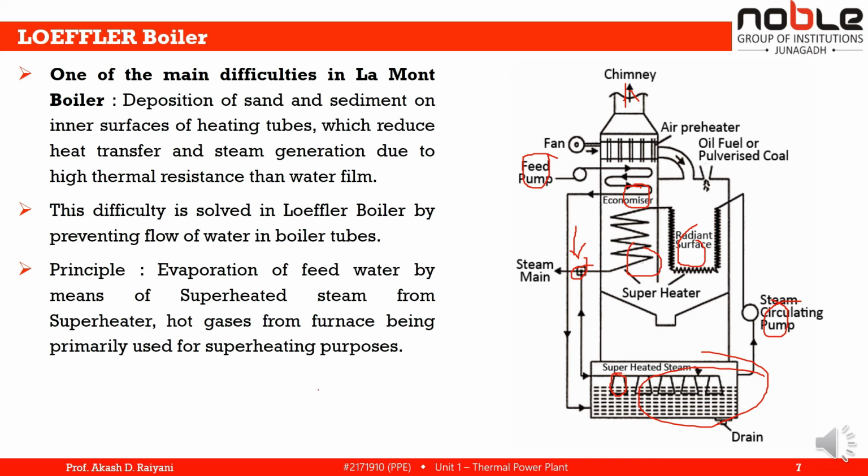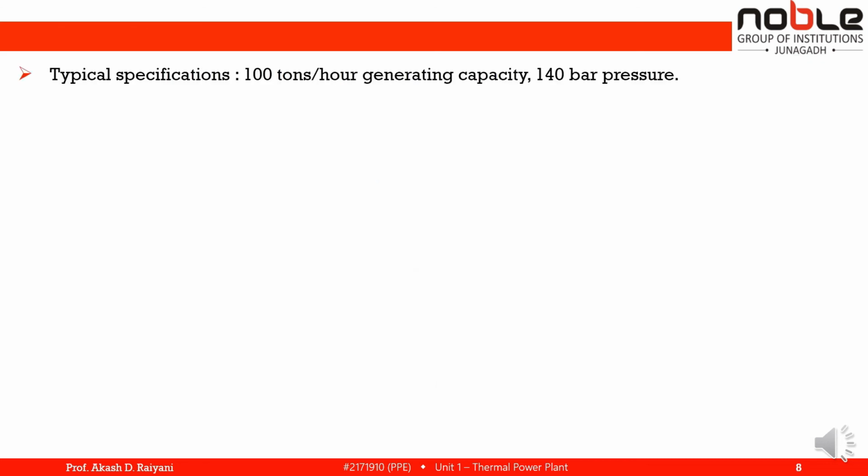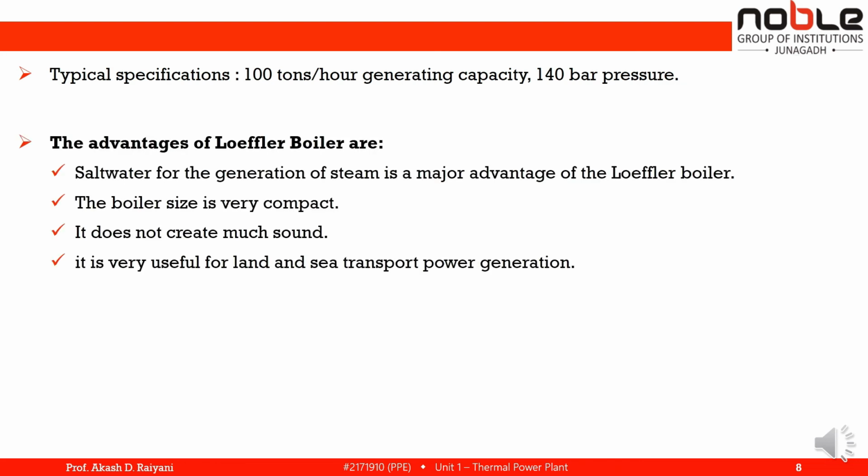About 35% of the superheated steam from the convective superheater passes through the steam turbine to develop mechanical work, while 65% of the steam is used for the evaporation process in the evaporating drum. The low effluent boiler can manage a higher concentration of salt than any other type. The typical specification of this boiler is 100 tons per hour generating capacity at 140 bar pressure.